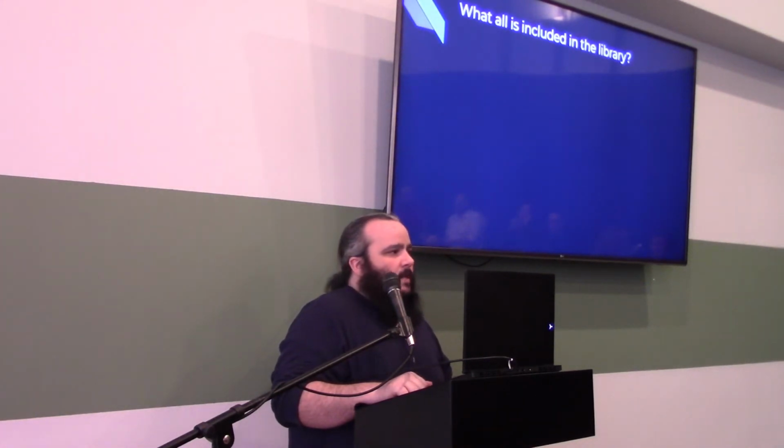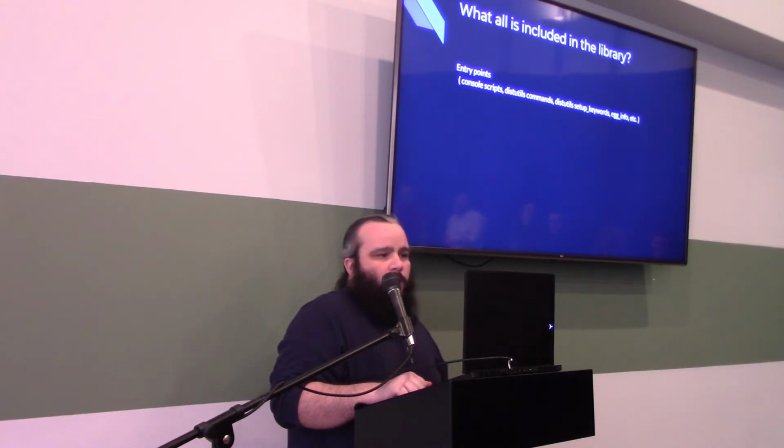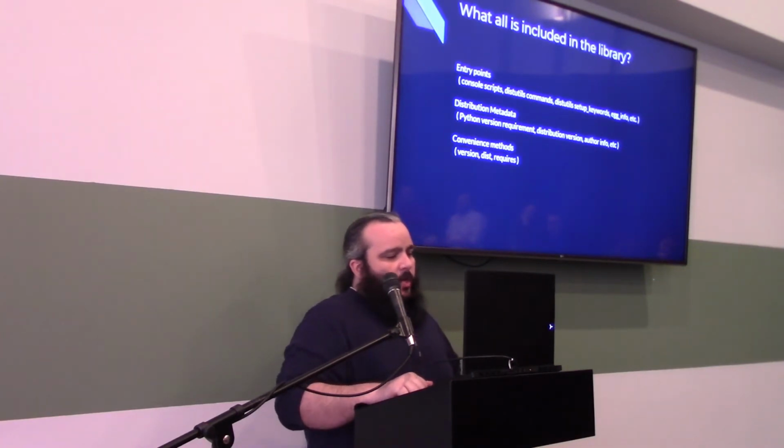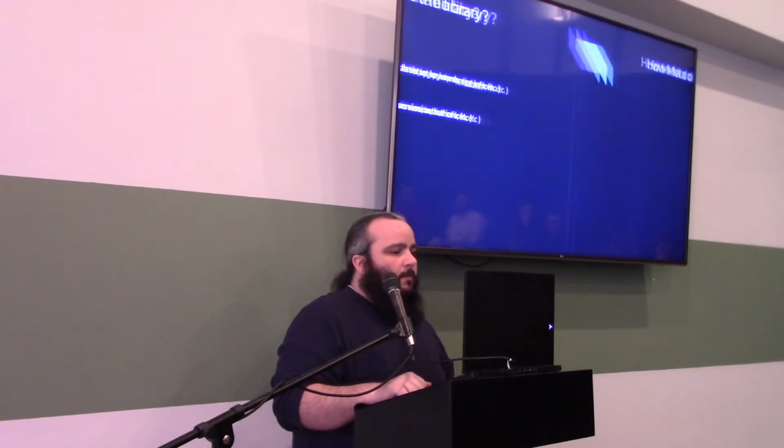So, okay, that's fine, but what's in it? Well, of course, we have access to our entry points, which are our console scripts, our distribution utility commands, our distribution utility setup keywords, your Python egg info for packages, and so on and so forth. You also have the distribution metadata, which includes Python version requirements, distribution version, author information, GitHub pages, stuff like that. You'll see it here in a minute. I have an example to show you guys. And then, of course, there are the convenience methods that I mentioned. You can call it .version, .dis, .requires, and it'll provide you with that information without having to dig through the entire metadata of the package.